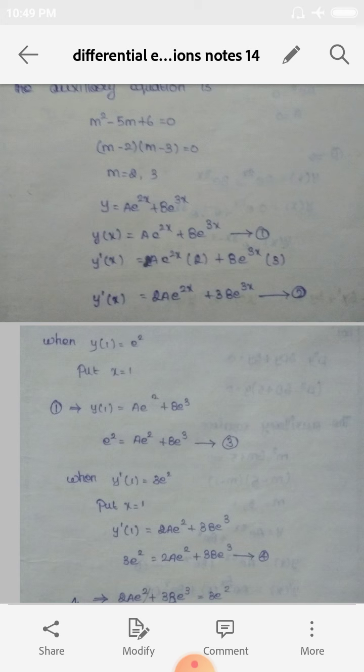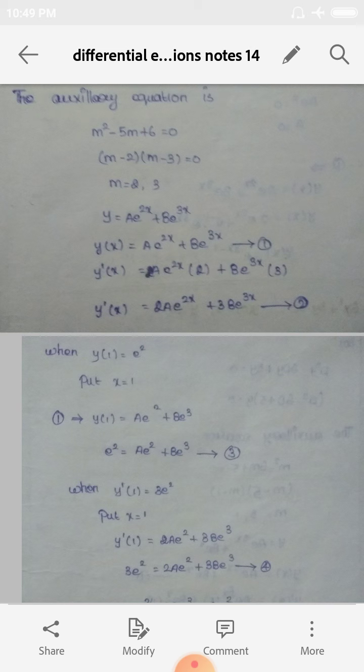So what is the complementary function? C1 e power m1x plus C2 e power m2x. Sometimes we can write it as a e power m1x plus b e power m2x. Sometimes C1, C2 can be written as a and b. So instead of a and b, you can write C1 and C2 also. That is also right. But here we have to find the solution, so I take the constants as a and b. C1, C2 and a, b are both correct constants, but for finding the initial value problem, I take the constants as a and b.